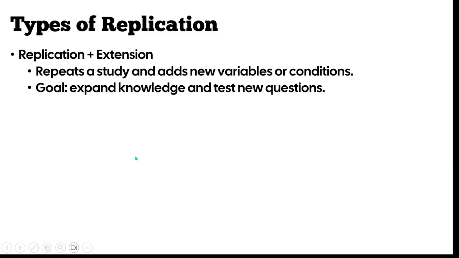The third kind of replication we're going to talk about is replication plus extension. In this kind of replication, we're going to repeat the original study, but we're going to add a new variable or a new condition, because the goal of our replication here is to expand knowledge and test a new question.